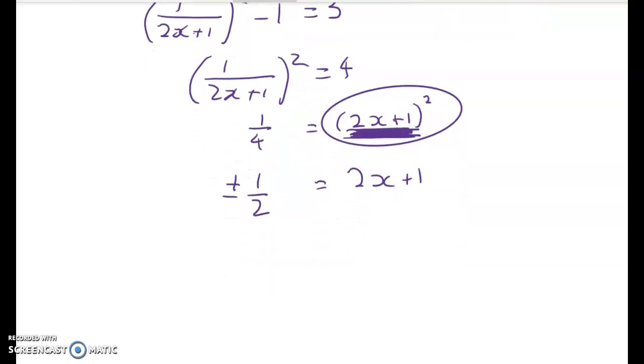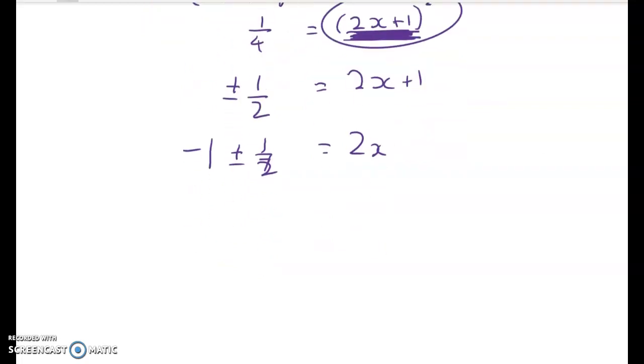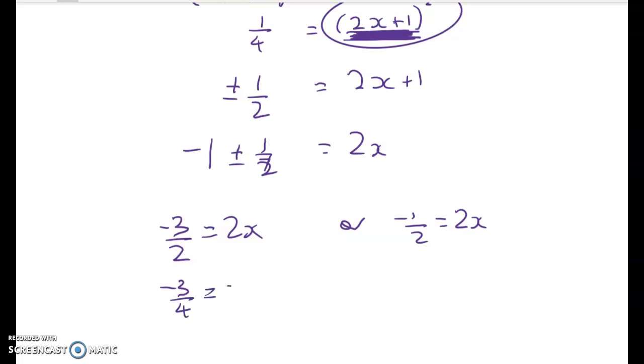Okay, so if you want to do this the long way and expand it out, go for it. What do I get here? Well, I have 2x plus 1 is that, so we have -1 plus or minus 1/2 is equal to 2x. So on this side, we've got two possible values. -1 minus 1/2 is -3 over 2 is equal to 2x, or -1/2 is equal to 2x. That gives me -3/4 is equal to x, or -1/4 is equal to x.